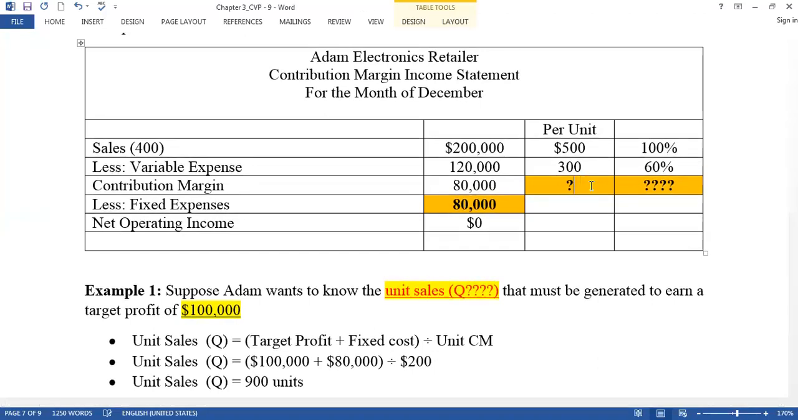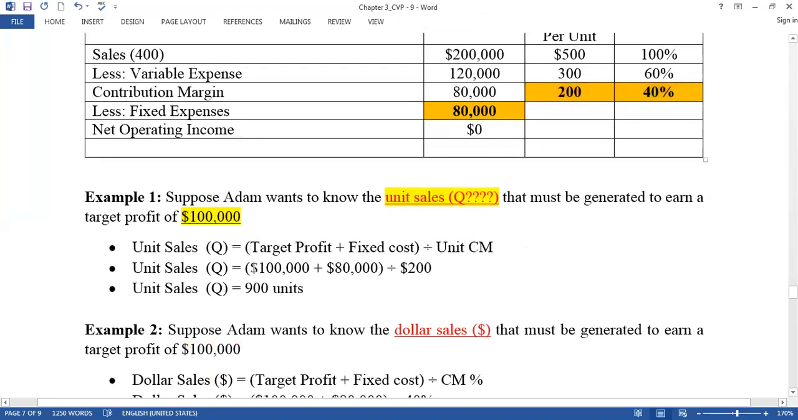What is the amount of CM unit? CM unit is $200, right? And what is the percentage of CM? Percentage is 40%. So you should calculate this. Now the formula is target profit $100,000 plus fixed cost $80,000 divided by CM unit, right? Because our first question is to calculate quantity sold. So if you sell 900 units, then you can earn $100,000. Clear? If you sell 900 units, then you can earn $100,000 profit.